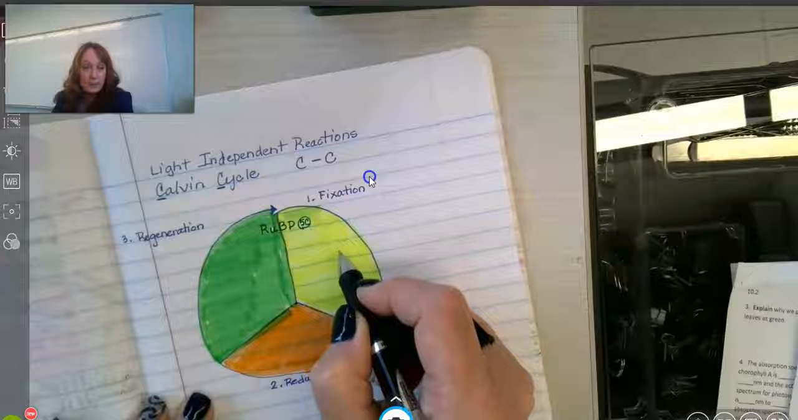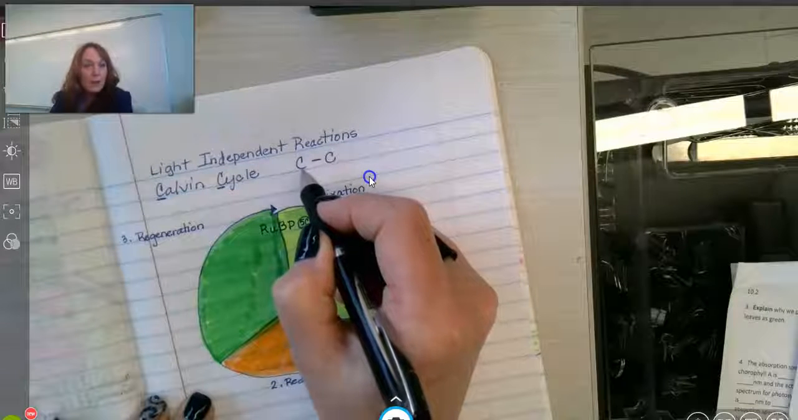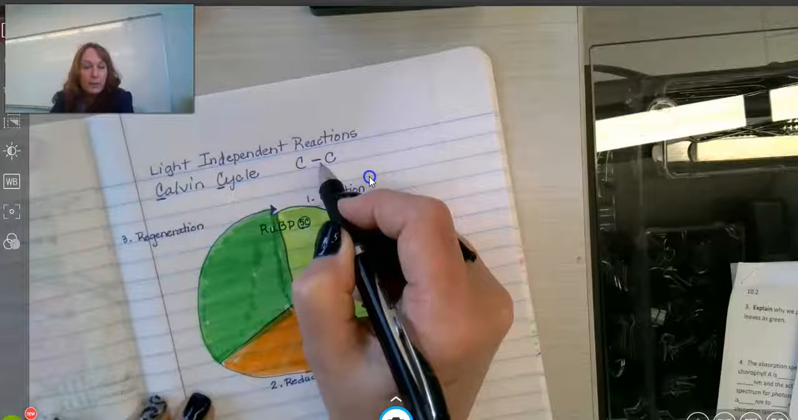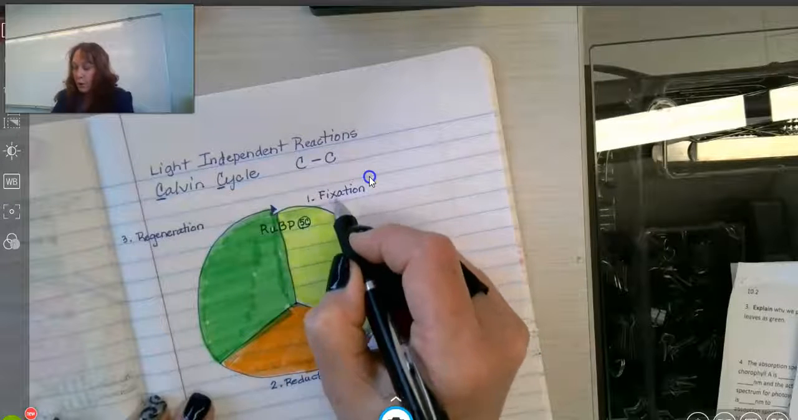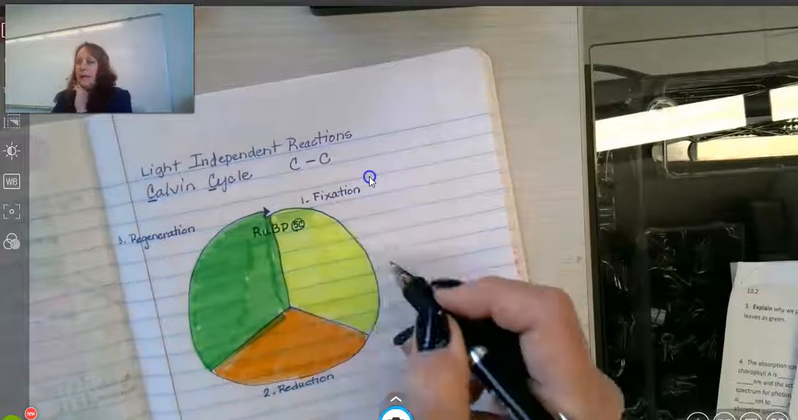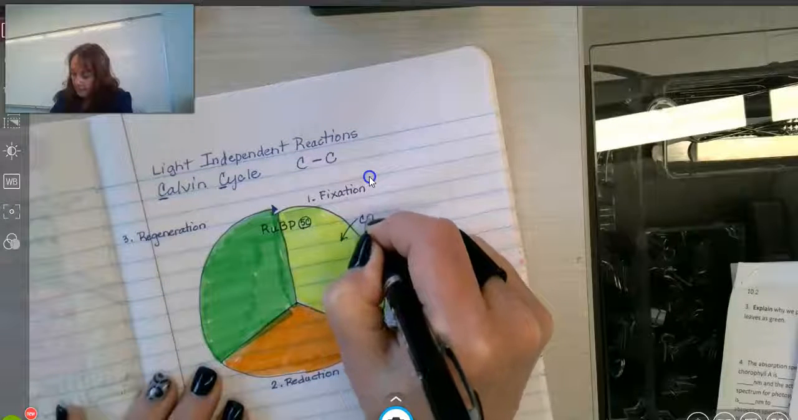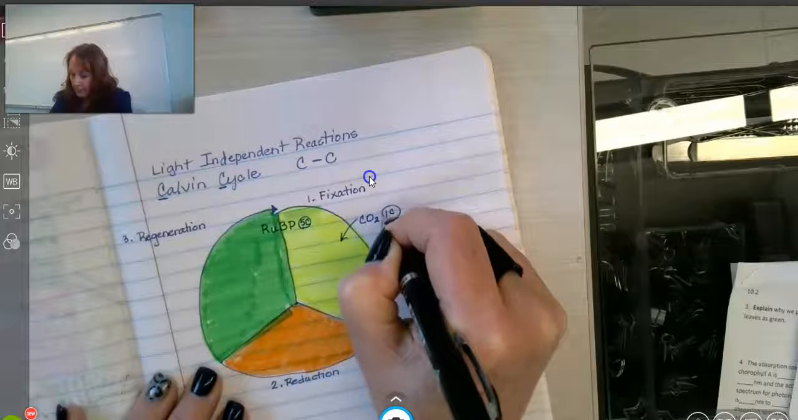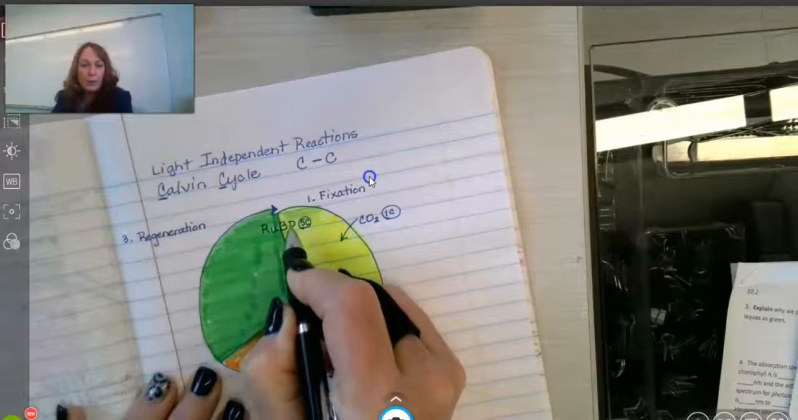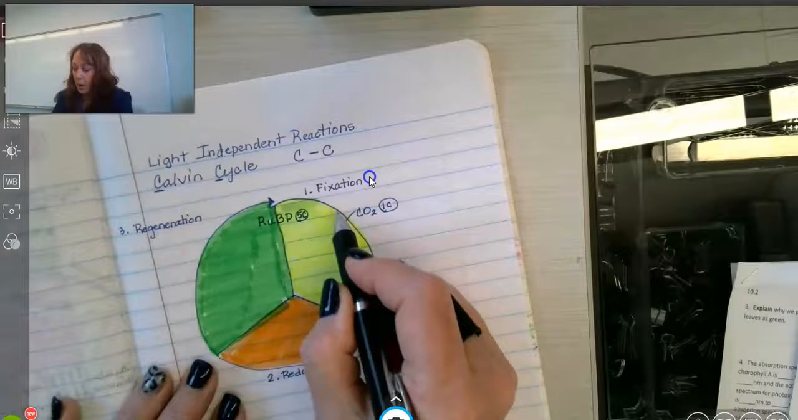You can guess what that's going to be, because what do we use to make a carbon-based molecule? Well, it'd be carbon, and the form we use is carbon dioxide. So we're going to fix carbon dioxide, which is 1 carbon, to this RuBP. There's an attachment there that's called fixation.